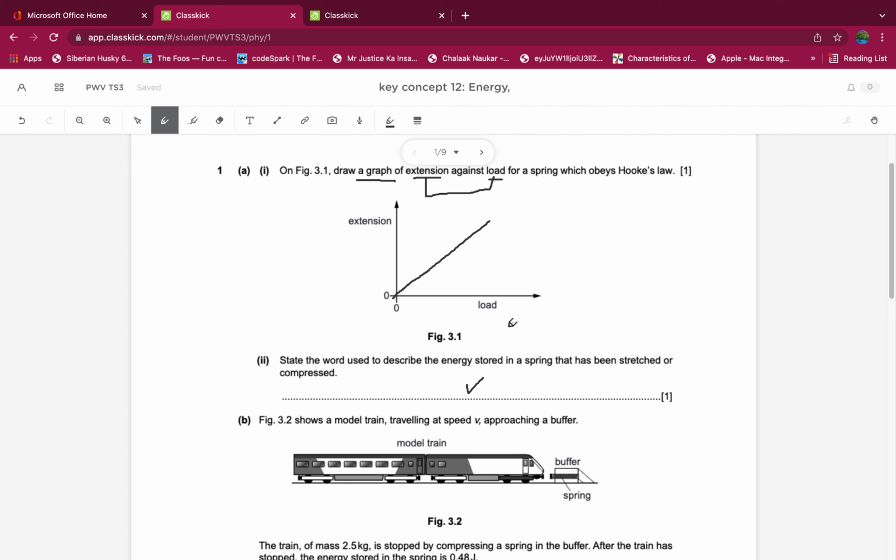Okay, if you go to the second part: the first part was just to draw the graph line. We have to draw this line. We did it. State the word used to describe the energy stored in a spring. Now, what kind of energy is stored in a spring whenever you apply a load? That energy is named elastic energy. When the spring is compressed or extended, the energy stored in the spring is named elastic energy. So your answer here will be elastic energy.